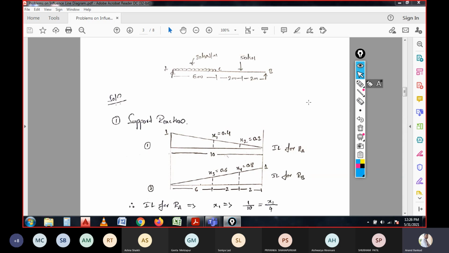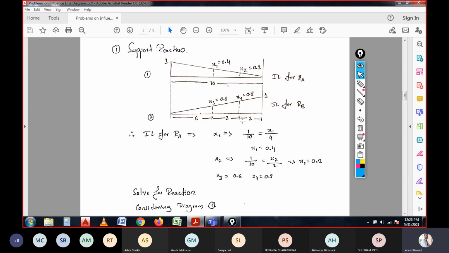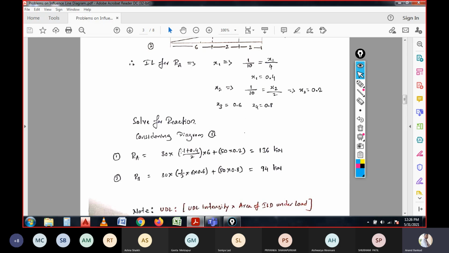Here I have written that for x1, that is 1 by 10, again it is a similar triangle, to be kept in mind while calculating the coefficient value, that is 1 by 10, which is equal to x by 4, which is the distance, and we can calculate x with these functions. And the remaining x3, x4 values can be calculated by referring to the similar triangles on the diagrams. So once we know the similar triangles over here, then we are able to calculate the shear forces.